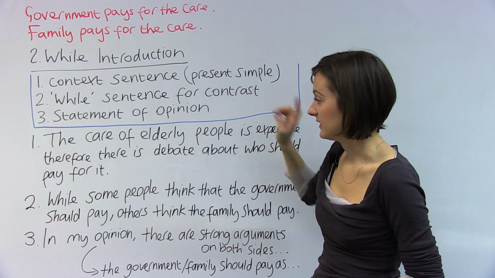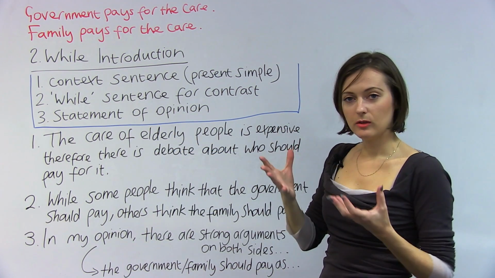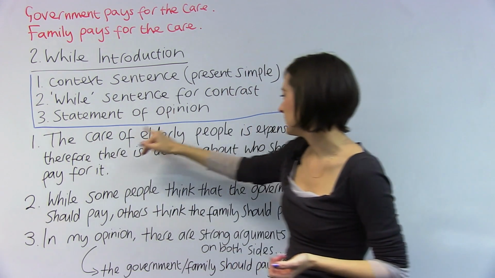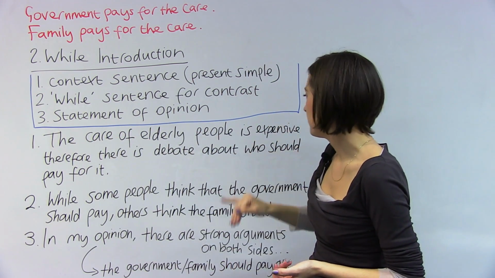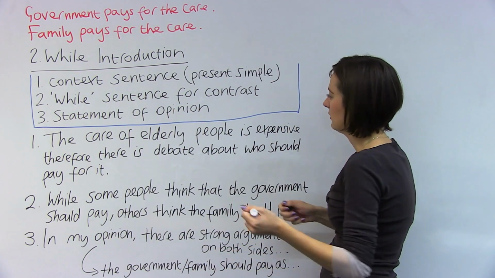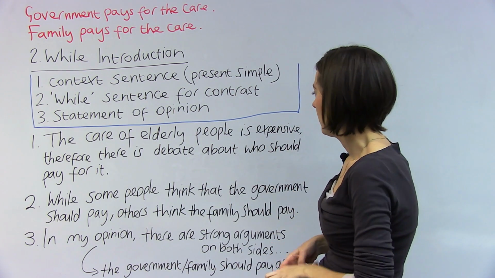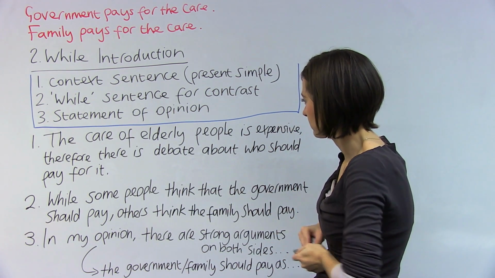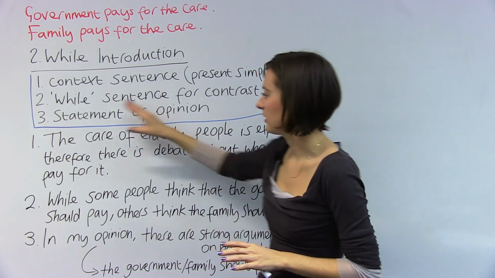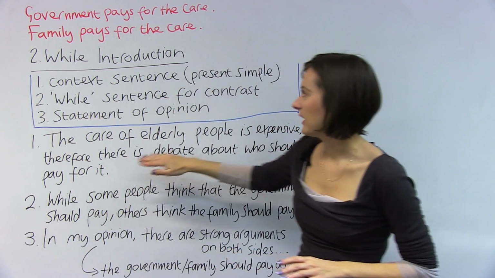So 1, context sentence, present simple. So here you're expressing some kind of general fact about the situation. The care of elderly people is expensive. Therefore, there is debate about who should pay for it. We put commas before therefore. You're not using I think or anything like this. This is just a general statement about the situation.